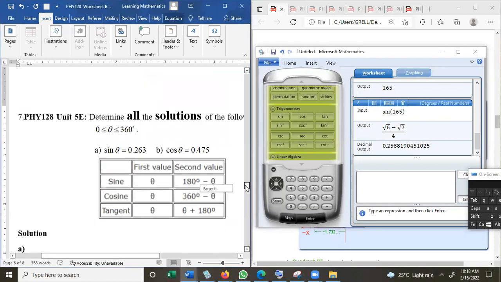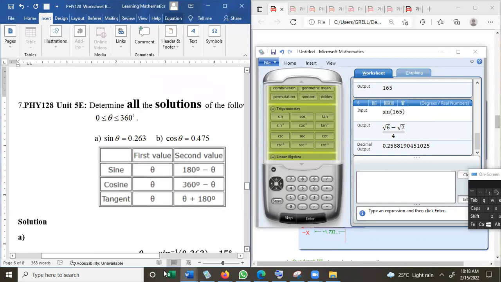All right, so that's what you do for number 7. Please do that for the questions in the assignment itself.